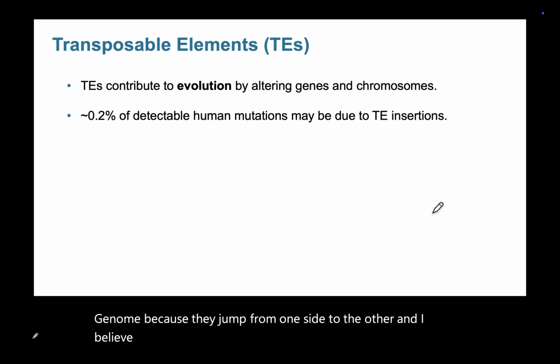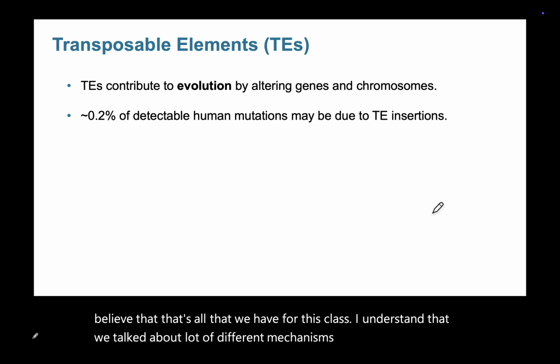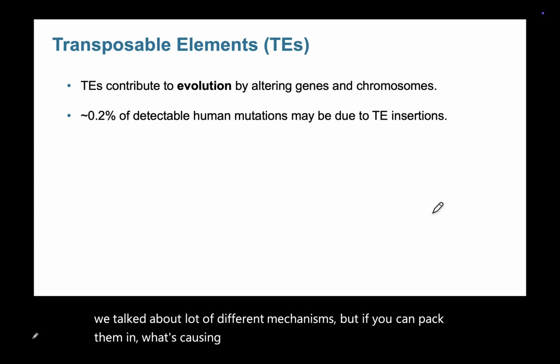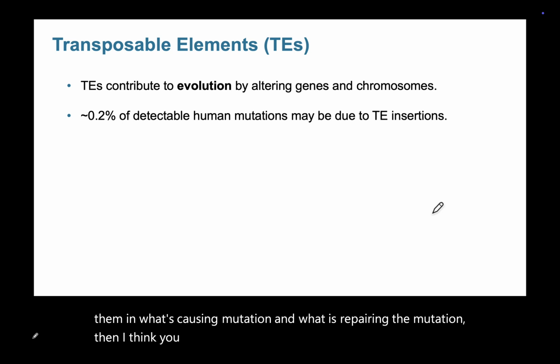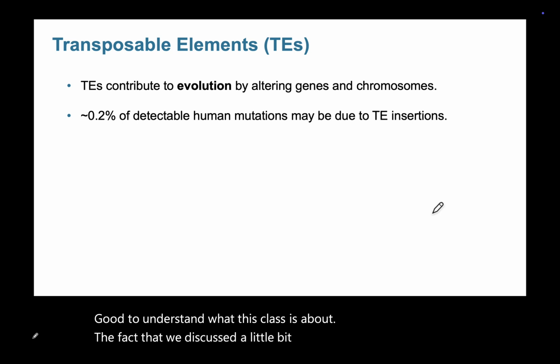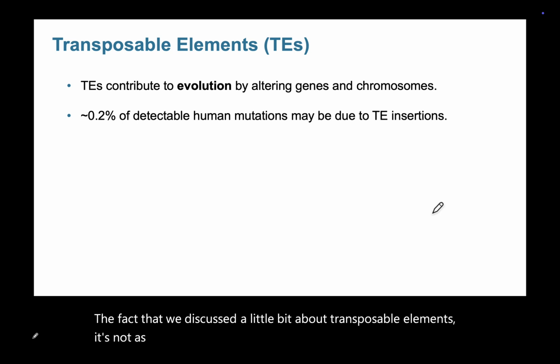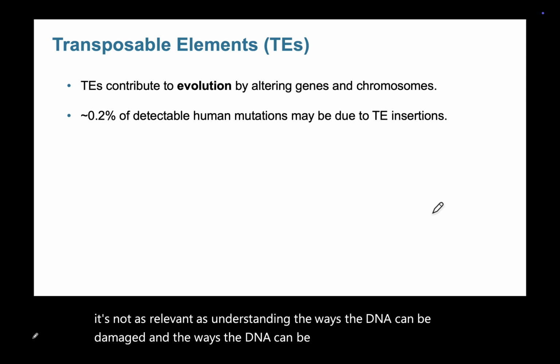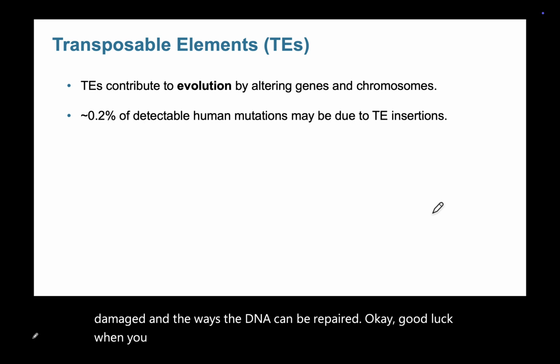And I believe that that's all that we have for this class. I understand that we've talked about a lot of different mechanisms, but if you can pack them in, what's causing mutation and what is repairing the mutation, then I think you are good to understand what this class is about. The fact that we discussed a little bit about transposable elements is not as relevant as understanding the ways the DNA can be damaged and the ways the DNA can be repaired. Okay? Good luck when you go back and review this class.